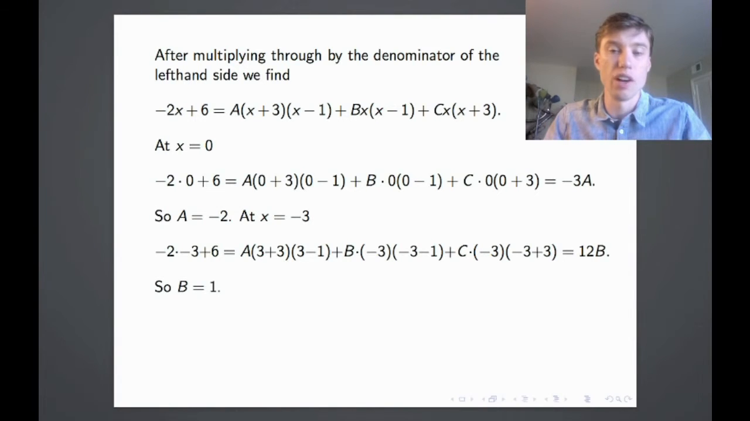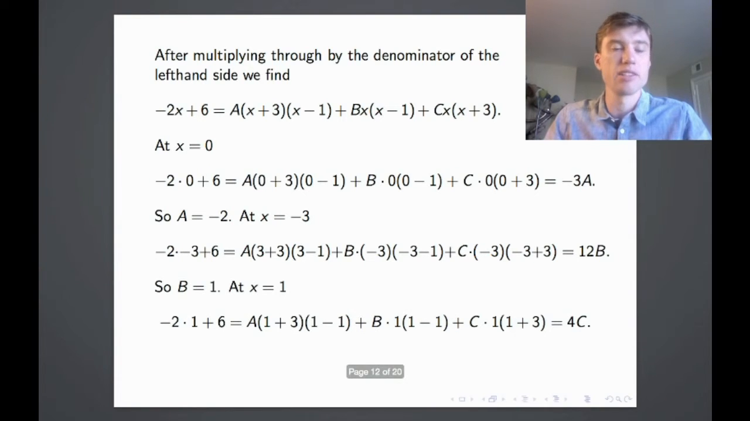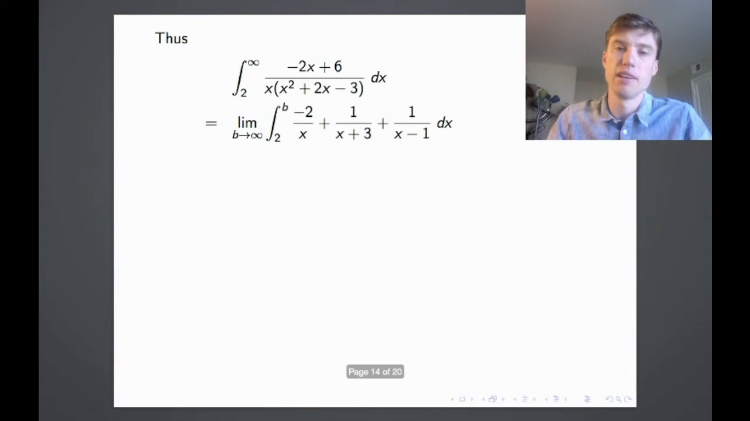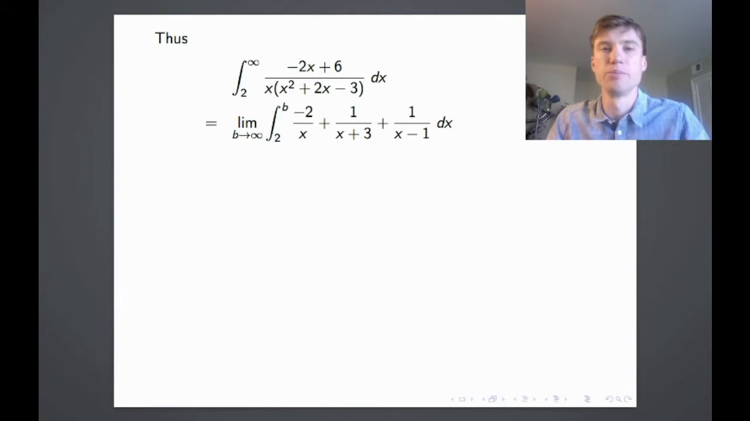So to find C, we will plug in x equals 1. At x equals 1, the left-hand side simplifies to 4, and the right-hand side simplifies to 4C. After dividing through by 4, C is equal to 1. Thus we have performed partial fraction decomposition for our integrand, and we can proceed with solving the improper integral.